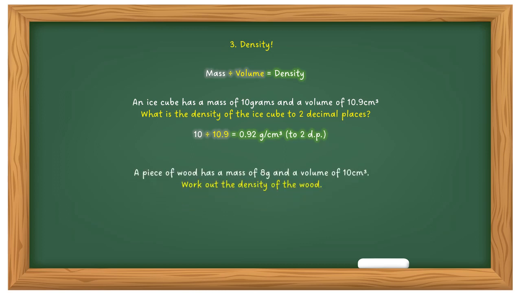Let's have a look at another question. A piece of wood has a mass of 8 grams and a volume of 10 centimeters cubed. It says work out the density of the wood. Well, it's telling you the mass, it's telling you the volume, so they're looking for the answer, which is density. All you have to do, remember, is 8 divided by 10, and that will give you the answer. So 8 divided by 10 means that the density is 0.8 grams per centimeter cubed. Don't forget, when these are different, you have to keep them. Okay, so that is density.